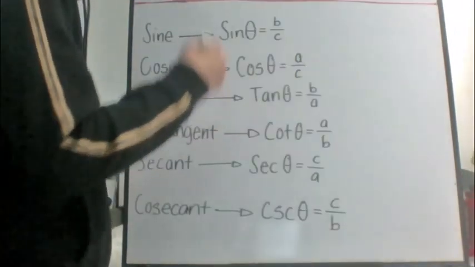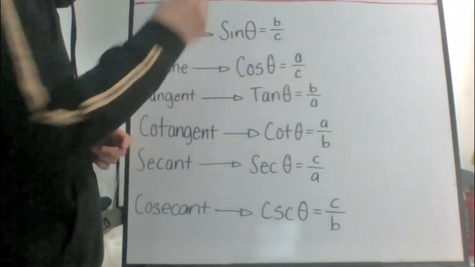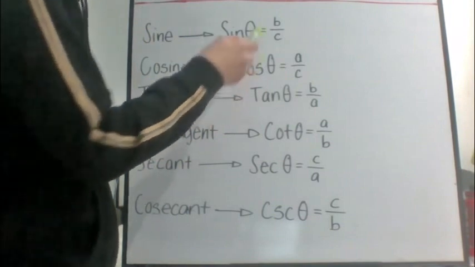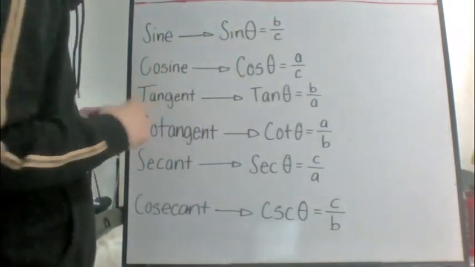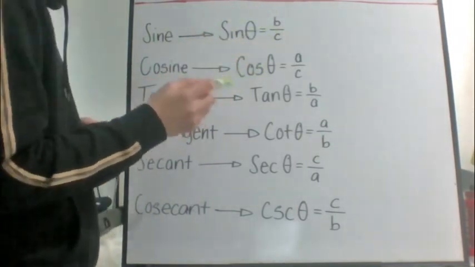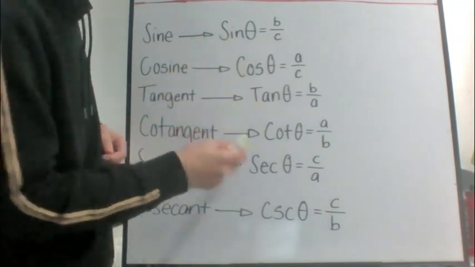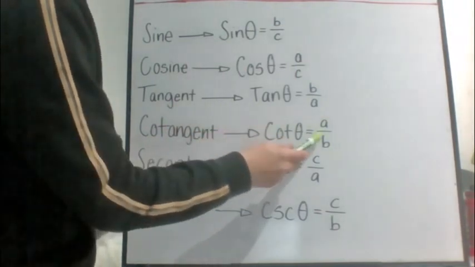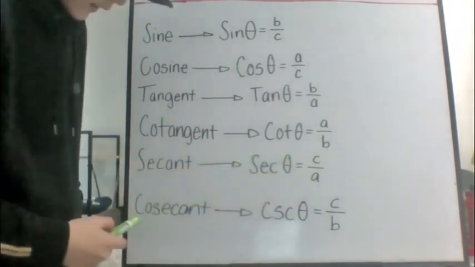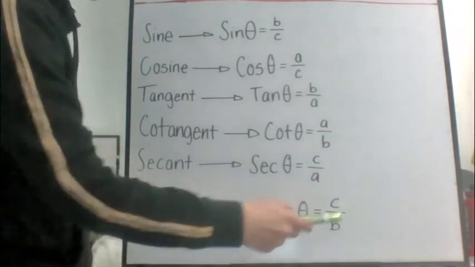Now that we know what each letter or symbol stands for, we can see the trigonometric functions for the leader angle. Sine of the leader angle is equal to b over c. Cosine is equal to a over c. Tangent is equal to b over a. Cotangent is equal to a over b. Secant is equal to c over a. And cosecant is equal to c over b.